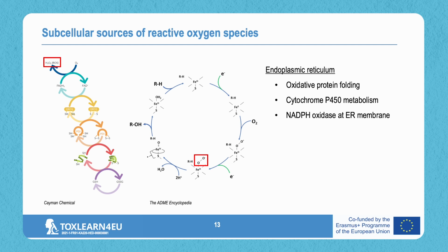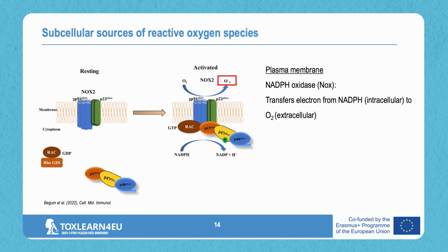And then also NADPH oxidases are located at the ER membrane and can in this way produce reactive oxygen species. If we look at these NADPH oxidases, which we also call NOX in humans, what they do is transfer electrons, as you can see in the second picture, from NADPH, which is located intracellularly, to oxygen at the outer side of the membrane, and in this way superoxide is produced.